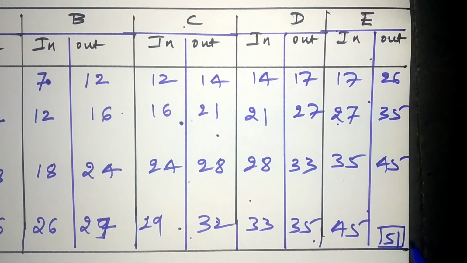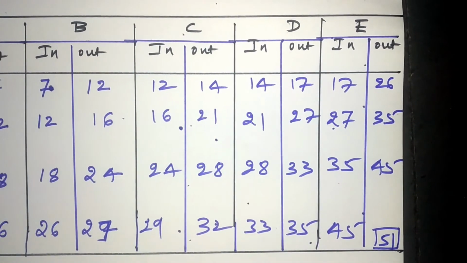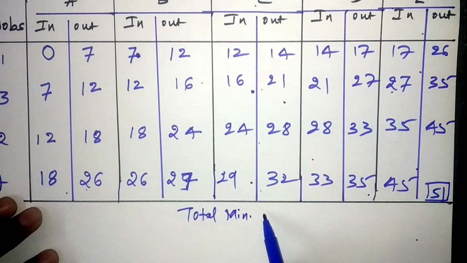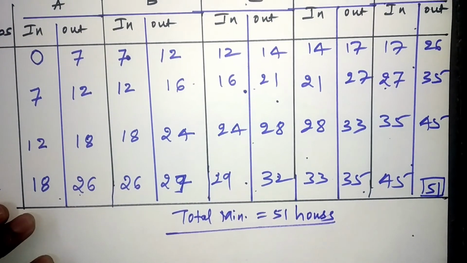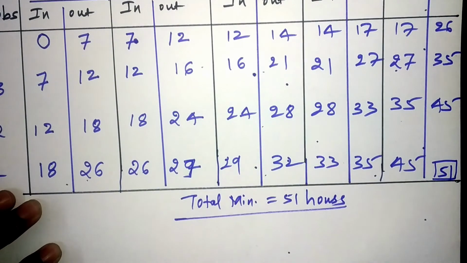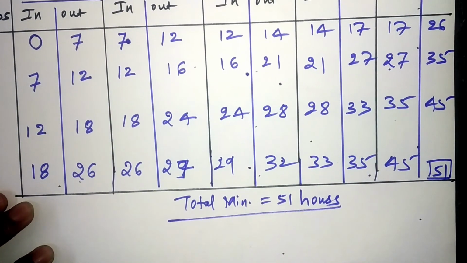And that is nothing but what? The total minimum elapsed time. So for this problem, my total elapsed time is equal to 51 hours. This much time is required to complete all the jobs on all the machines. Now let us find out the idle time for all the machines. And the formula is simple.